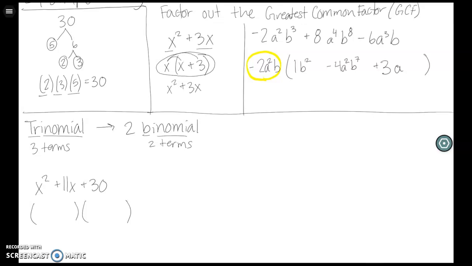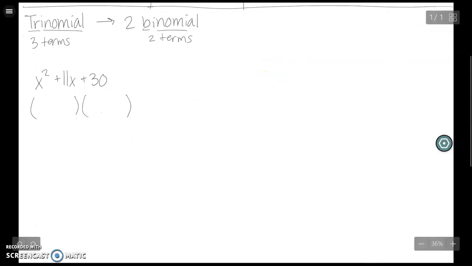So the key to factoring a trinomial into binomials is we have to think that if we were to multiply this together to check our answer, we would basically be foiling it, right? We'd have to multiply the first terms together, the outer terms together, the inner terms together, and then the last terms together. So we have to figure out what terms we have to put in both sets of parentheses so that we end up getting back to the x squared plus 11x plus 30.